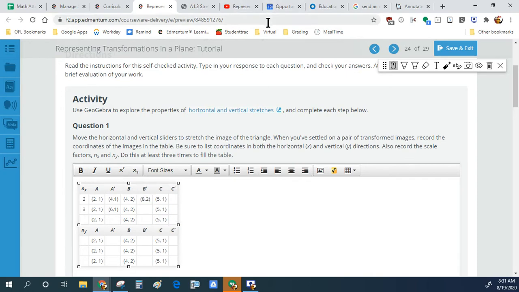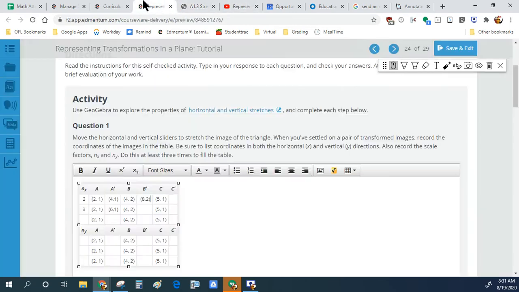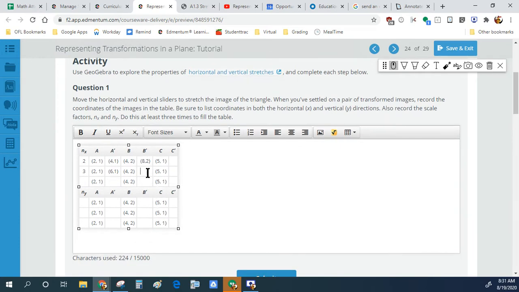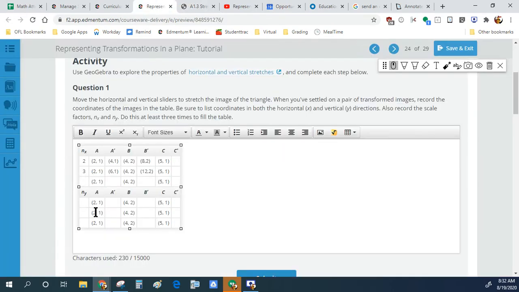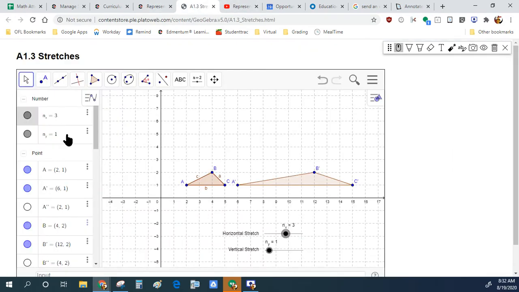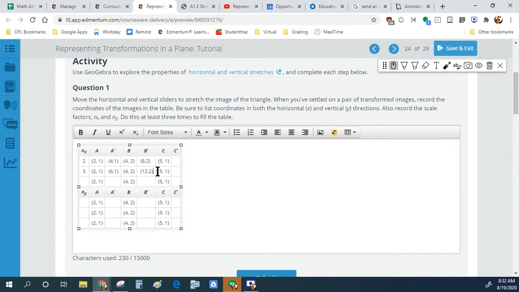And we can verify that by checking our GeoGebra. So if I go to b prime, that's 8, comma 2. And this one should be, if I triple it, it should be 4 times 3 is 12. So it should be 12, comma 2. And I can verify that by, I'm going to move this to 3. And I'm looking at the A prime, that should be 6, comma 1, just like I guessed. Oh, I guess I didn't really guess, I calculated it. And 12, comma 2, that should be what I put down here, 12, comma 2.